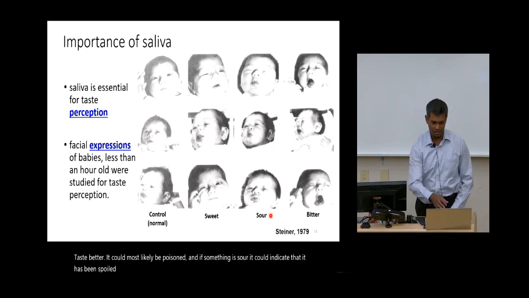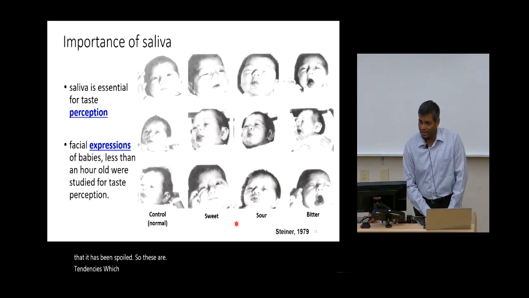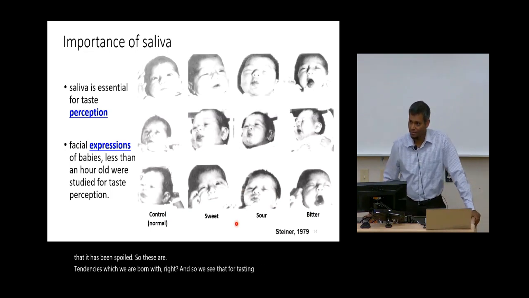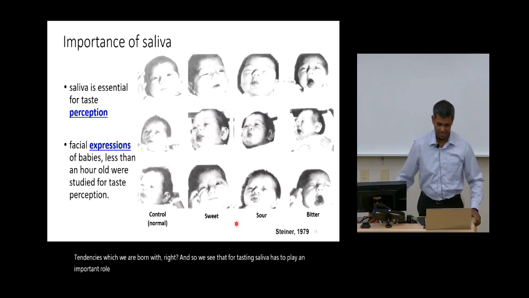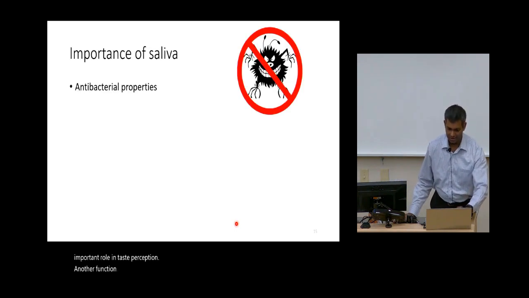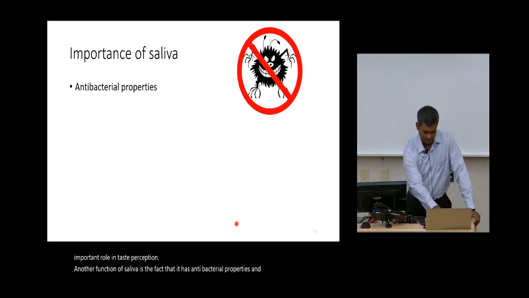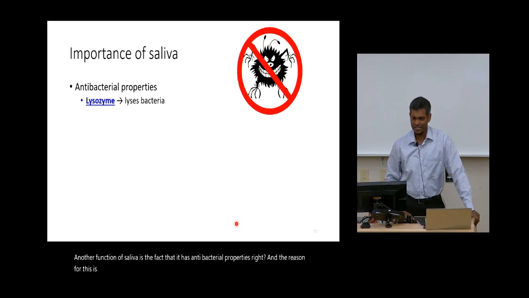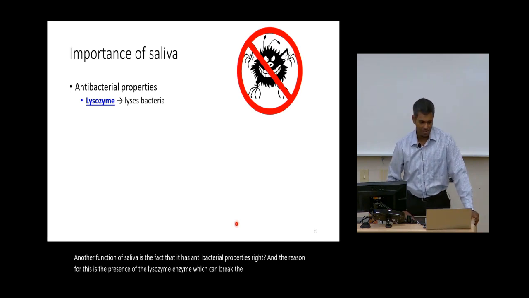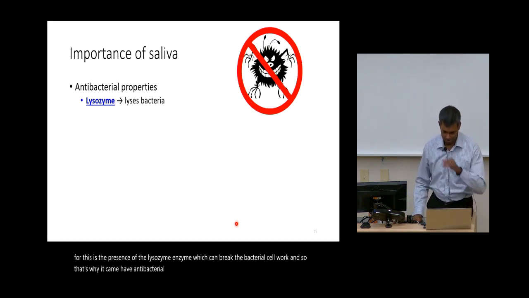So these are tendencies which we are born with, right? And so we see that for tasting, saliva has to play an important role in taste perception. Another function of saliva is the fact that it has antibacterial properties, right? And a reason for this is the presence of the lysozyme enzyme, which can break the bacterial cell wall, and so that's why it can have antibacterial properties.